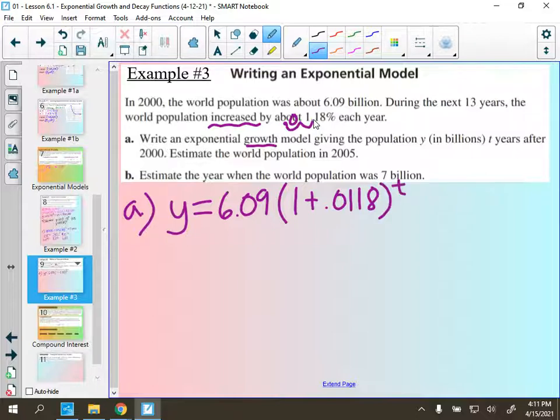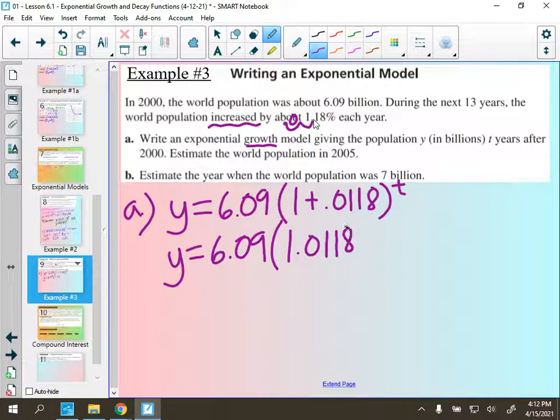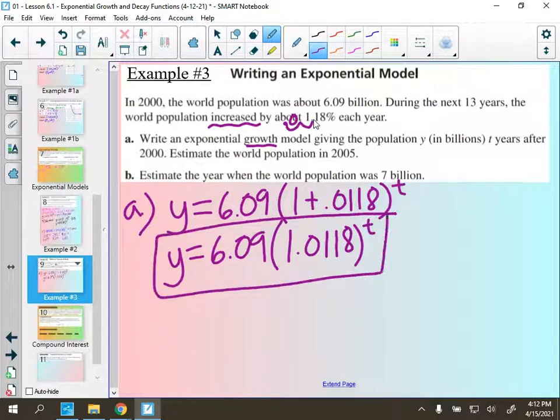The only thing I would ask you to do here for part A is just simplify this. I wanted us to see where this is coming from. So 6.09, there's really not a whole lot to simplify other than 1 plus 0.0118. So that right there is going to serve as our model. That's going to give us our population T years after the year 2000. And then to finish part A, it says estimate the world population in 2005.